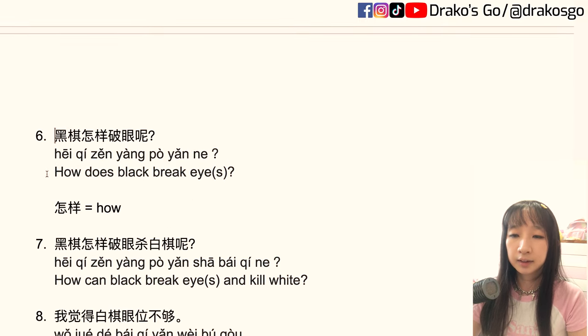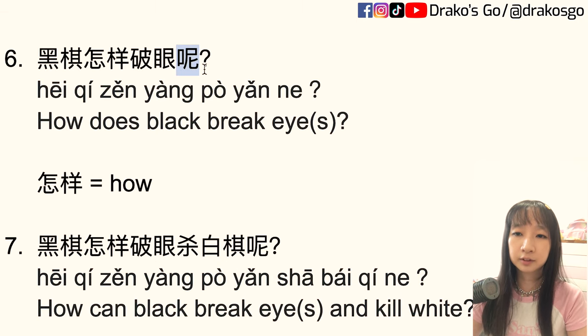Sixth sentence: 黑棋怎样破眼呢? So 黑棋 is black. Just now we learned 破眼 is to break the eye. And now we have a new word here, 怎样。怎样 means how. And 呢 is the particle at the end of a question, but in this case, it's for an open-ended question. It's not for the yes-no question when we put 吗 at the back of the question. So when I ask, how does black break eyes? It's not a yes-no question, right? I have to explain. That's why we use the particle 呢. So black, 黑棋怎样 is how. 破眼 is to break eye. And 呢 is the question particle. How does black break eyes?